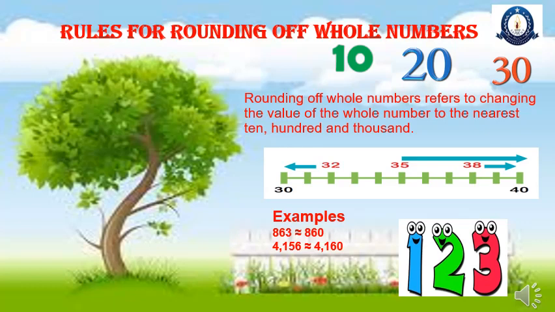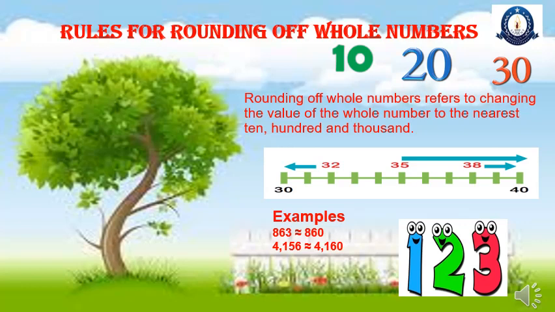Why are we adding 0 in place of 2? Because here we are rounding off to the nearest 10. And in 10 how many zeros are there? 1. In 100 how many zeros are there? 2. In 1000 how many zeros are there? 3. Now look at here, 35.